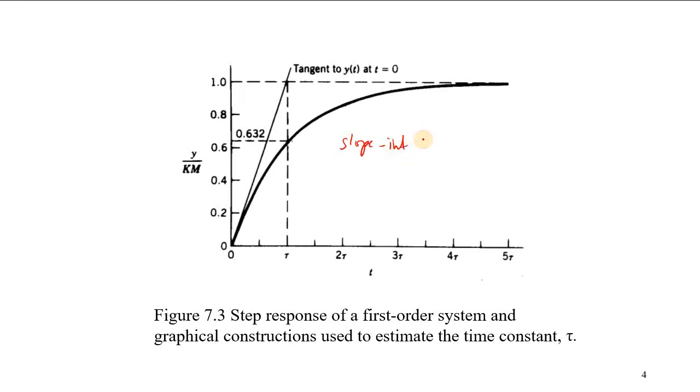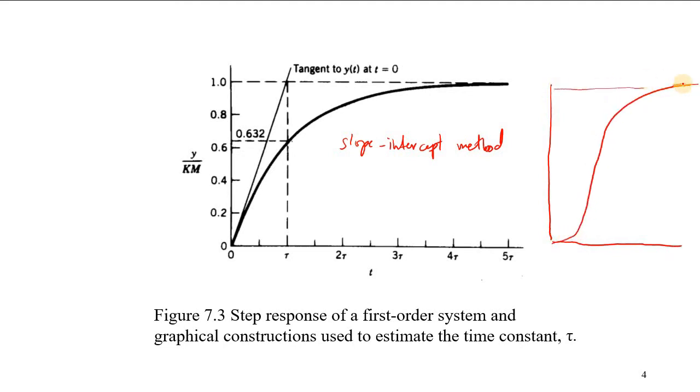Okay, slope-intercept method. When I apply the slope-intercept method, I can have a figure which looks like that, and I can have another figure which looks like that, and we are going to see that in the next slide. Okay, so I'm going to have the slope which goes like that, as you can see. Okay, this is the slope. And in this case, the slope starts from the beginning, because this is exactly a first order system.